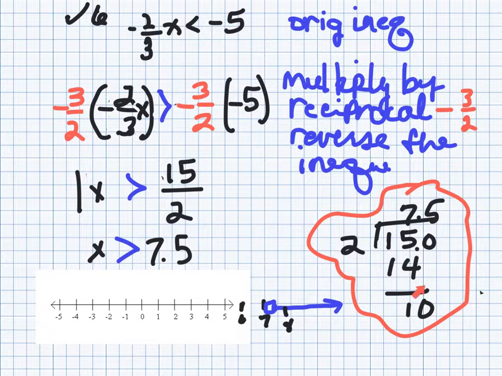I divided 2 into 15 here, so if someone along the way doesn't know how to do that, it's there. And we don't have an equal sign, and my number line didn't go to 6, 7, or 8. So we have an open dot going from 7.5 out.